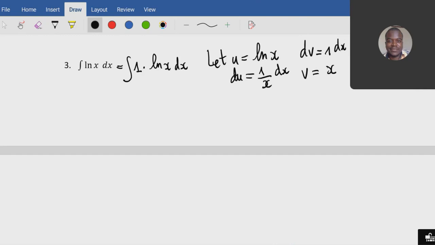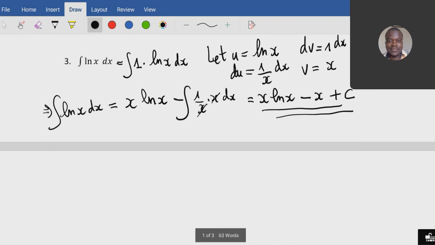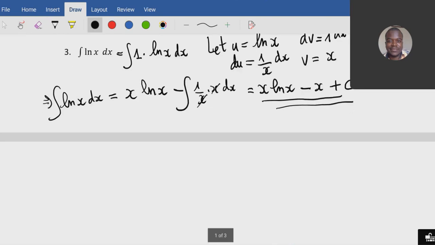That means our du will be equal to 1 over x dx, and our v will be equal to x. The original integral of ln x dx will therefore become u times v, which is x times ln x, minus the integral of v du, which is 1 over x times x dx. We can clearly see that x is common, so we can simplify it, and we're left with the integral of dx, which is x. So this is minus x plus the constant of integration. That is our final answer for the integral. As you can see, the more you practice with these examples, the easier the concept of integration by parts is.